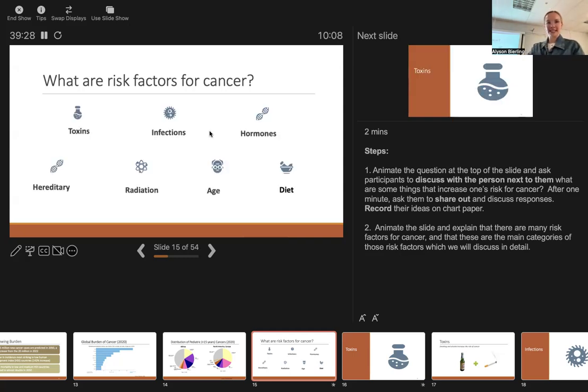So you guys listed some of these. So toxins was mentioned, infections, hormones also, hereditary factors, so genetics, radiation, age, and diet was also mentioned. So we'll talk in more detail about each of these on the coming slides.